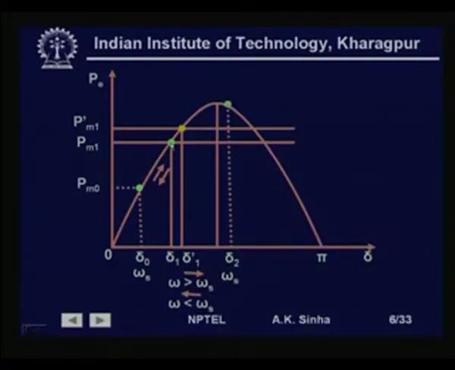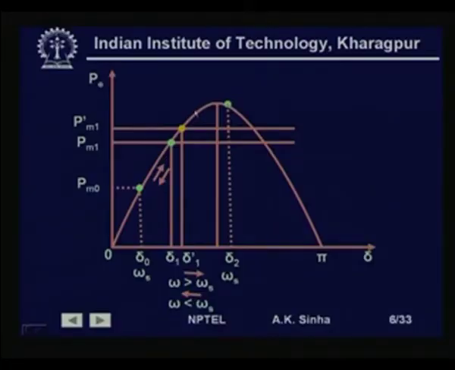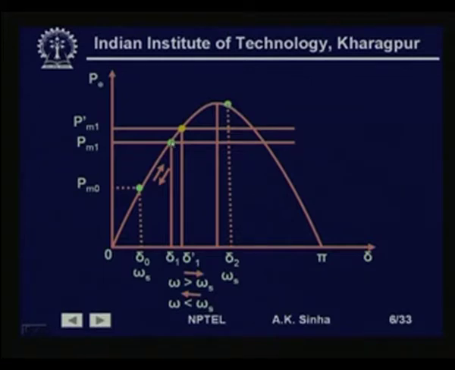Once it reaches this point, we will find that the speed of the rotor has increased beyond the synchronous speed. Though Pm and Pe will be equal, still the speed being more than synchronous speed, delta will keep on increasing and it will again come to this point. And so, what we are going to get is a sustained oscillation between these 2 points. In an actual system, we know since there is going to be damping, these oscillations will be damped out, and after some time the system will start operating at this point.